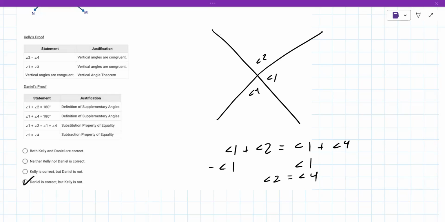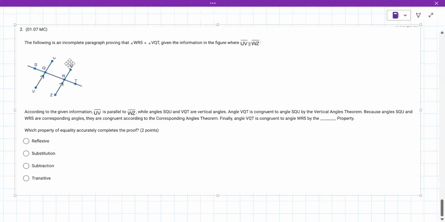All right, let me put this one in the chat. All right, there's another one. So this one, again, these are getting more involved, and that's to be expected here.